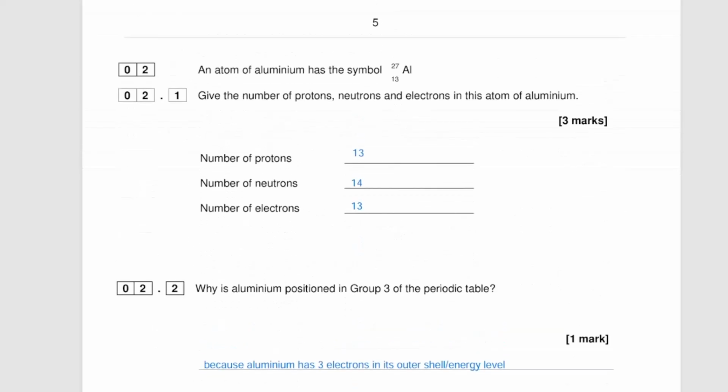And then we're asked why it's positioned in group 3. As you remember, the group number refers to the number of electrons in the outer shell, and that's because aluminium has 3 electrons in its outer shell or energy level, meaning it's in group 3.